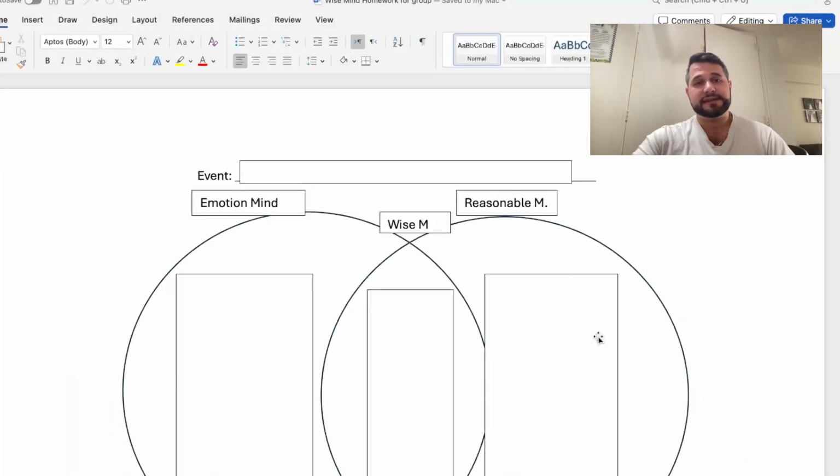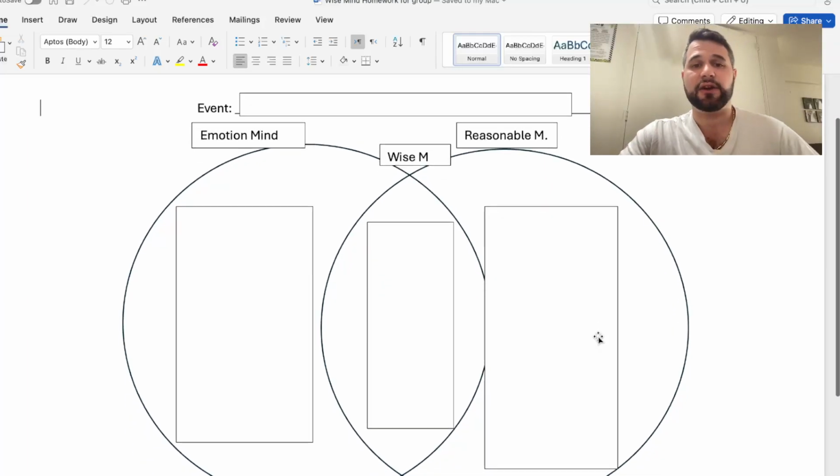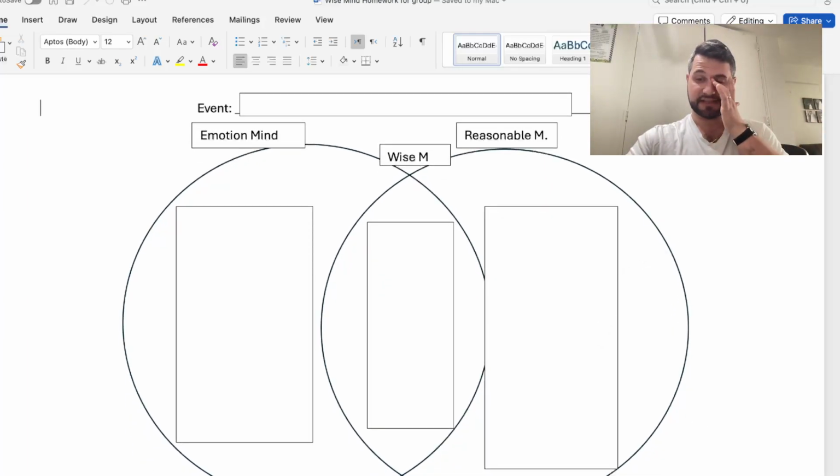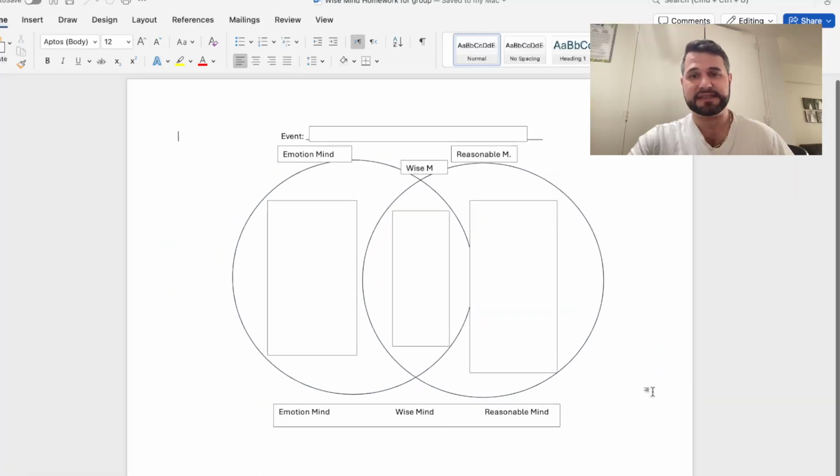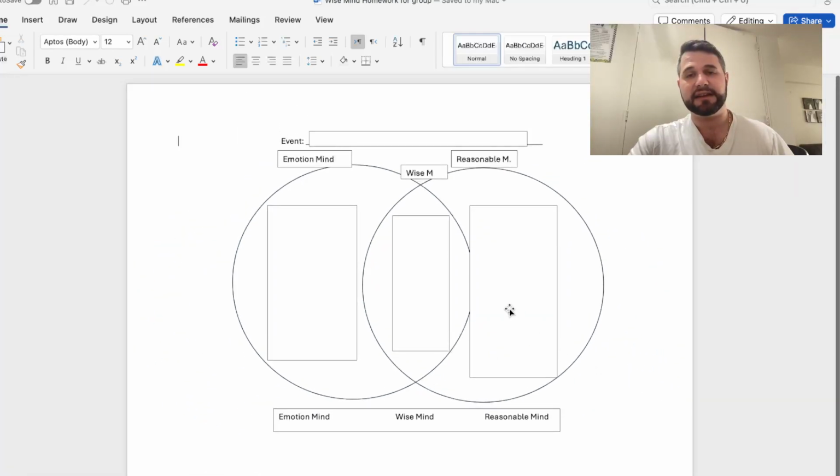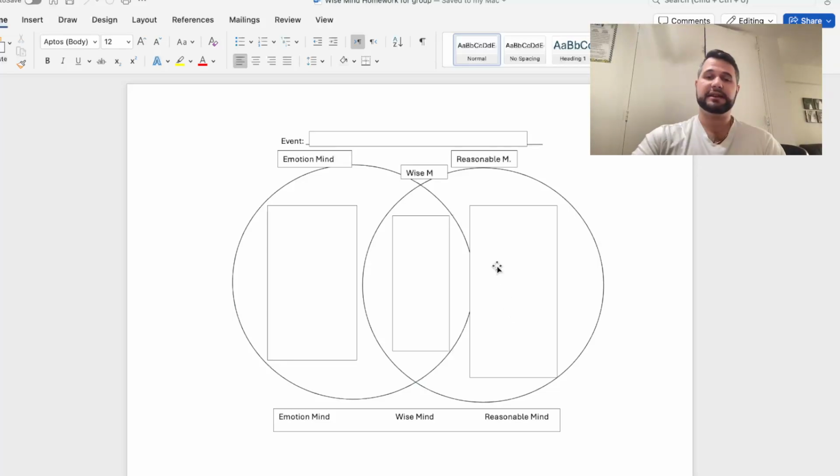All right, so this is the homework. If you've done DBT with me or in your own DBT studies, this Venn diagram is a classic one. It's one of the key diagrams in all of DBT. Here you have your emotion mind, your reasonable mind, and your wise mind. What do these things mean? Let's just talk about it real quick.